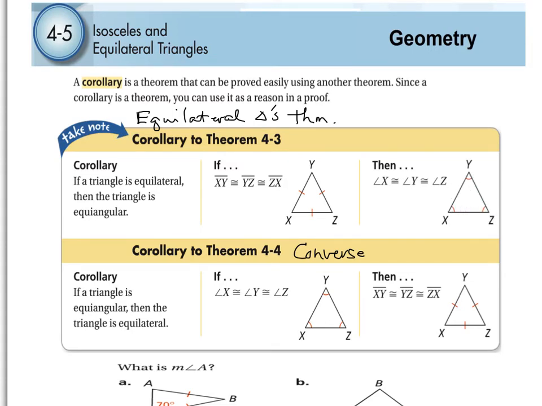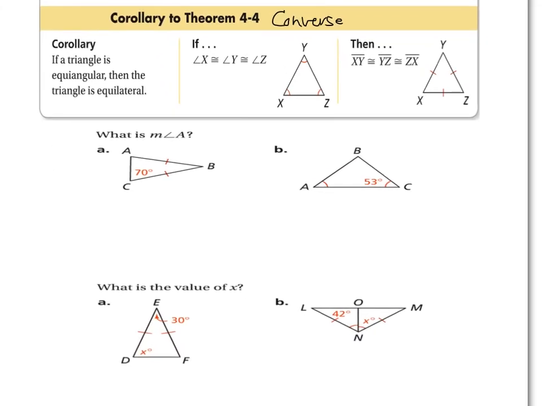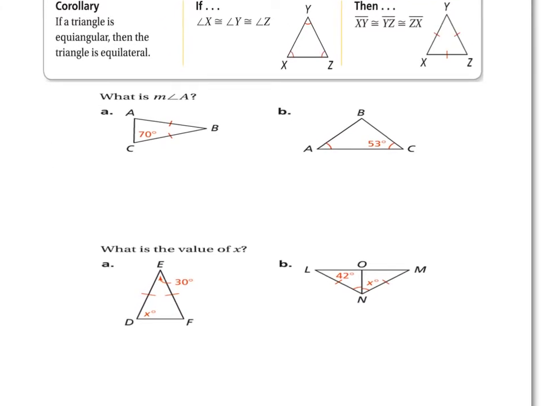Okay? And the converse of that says if all three angles are equal to each other, then all three sides are equal to each other. Talking about equilateral triangles, make sure that you put those in your tool belt. Now, let's go through a couple of examples here.